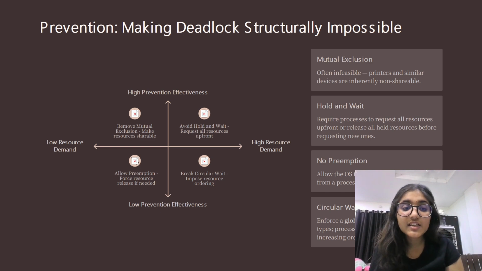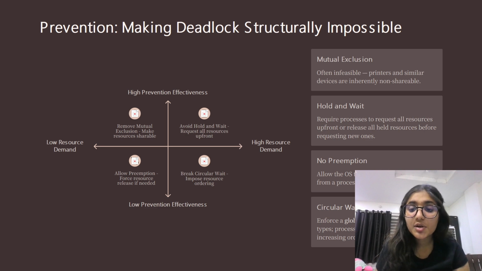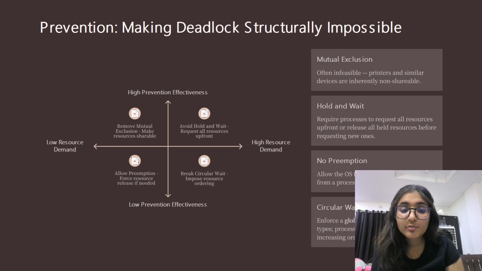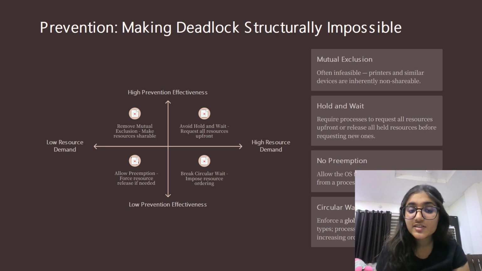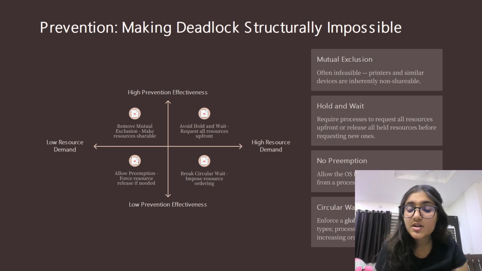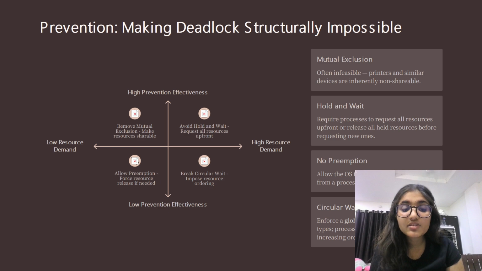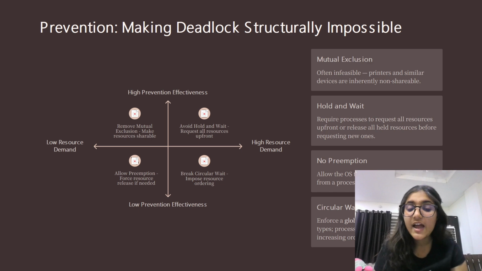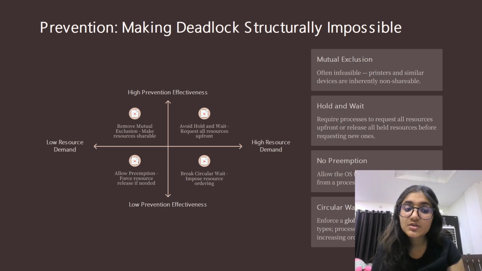Now at last we see the prevention, that is making deadlock structurally impossible. So the first is mutual exclusion, hold and wait, no preemption, circular wait, that we have already seen. So to remove these, we remove mutual exclusion, that is make resources shareable, and then we avoid the hold and wait, that is request all resources upfront. Then we allow preemption, that is force resource release if needed, and then we break the circular wait, that is impose resource ordering. These help us go from high prevention effectiveness to low prevention effectiveness, and from low resource demand to high resource demand. So, thank you.